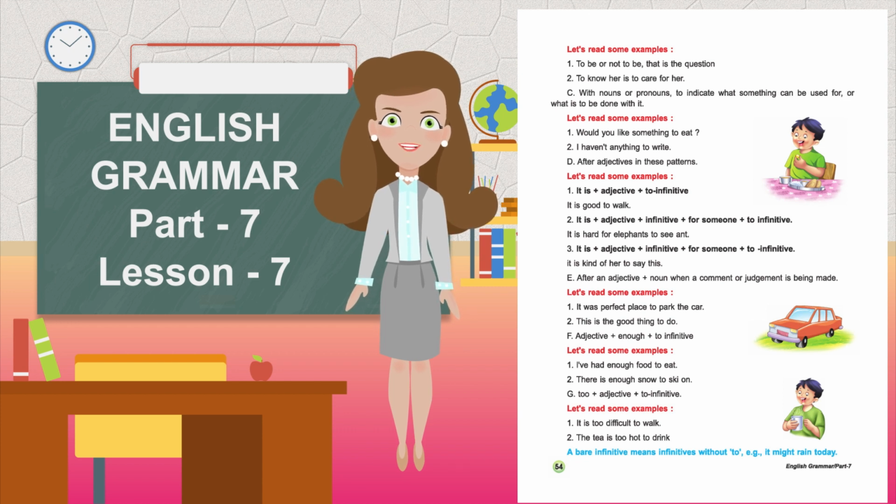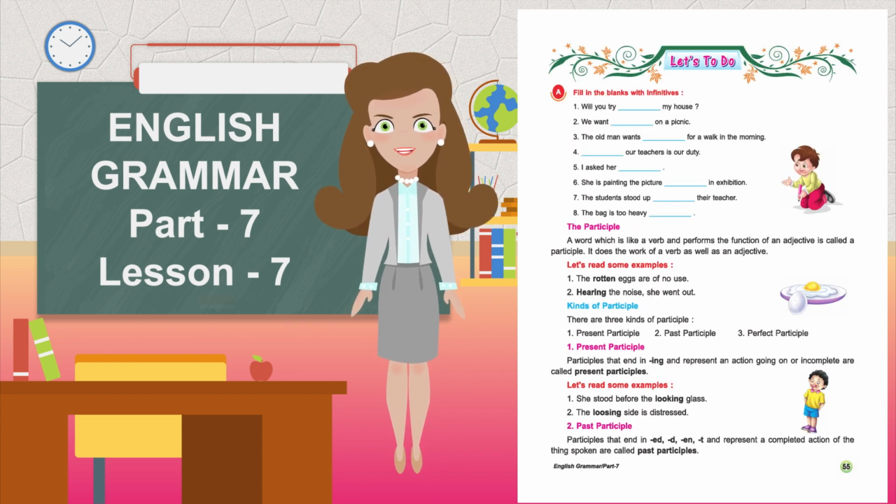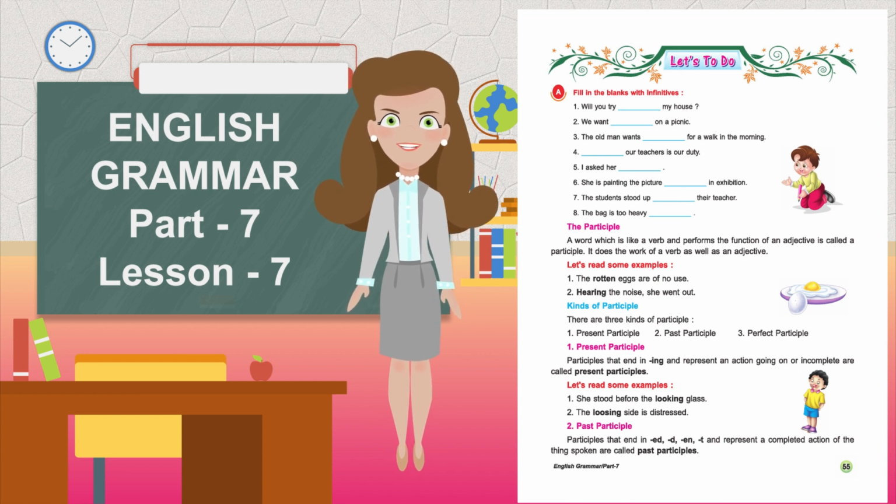A bare infinitive means infinitives without to. Example, it might rain today. The participle. A word which is like a verb and performs the function of an adjective is called a participle. It is the work of a verb as well as an adjective. Let's read some examples. The rotten eggs are of no use. Hearing the noise, she went out.